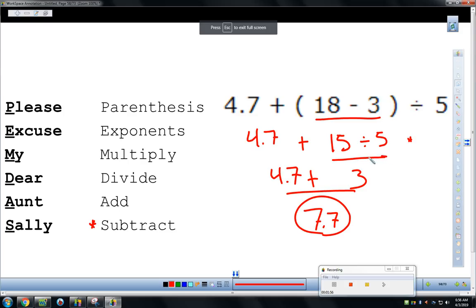Addition or division? Division comes first. So I'm going to divide. 15 divided by 5 is 3. And then I'm going to add. What I do see a lot of students do here is they will forget to line up the decimal, and so they try to tell me that the answer is 5, which is not correct.